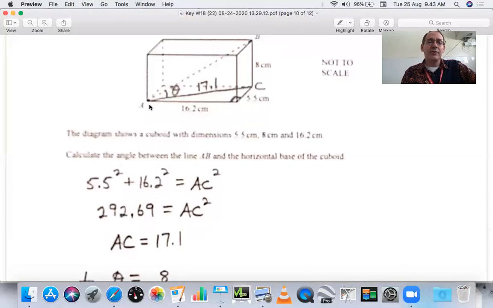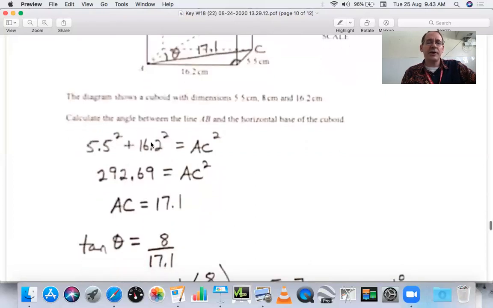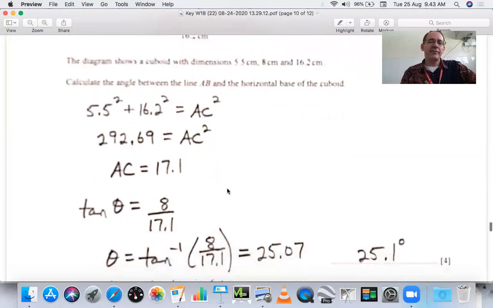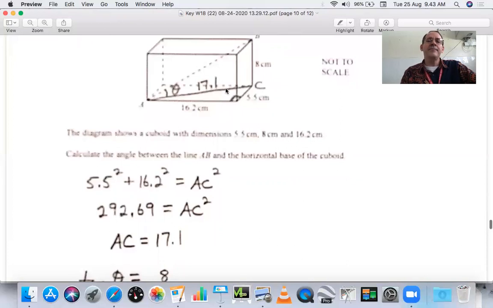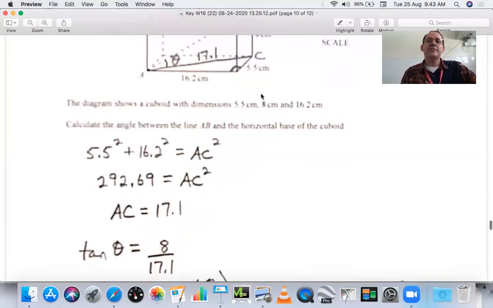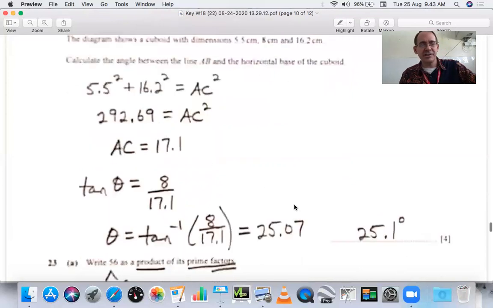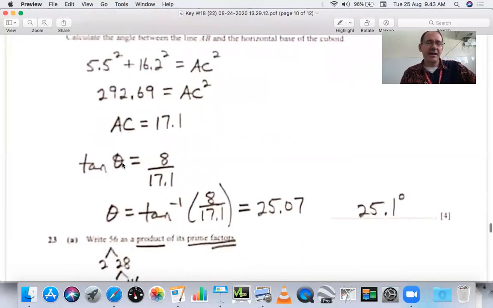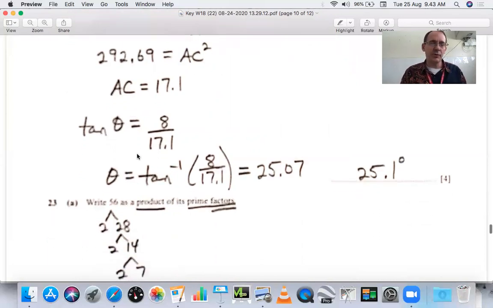And so this AC is A squared plus B squared equals C squared, Pythagorean theorem. Square root to find the AC is 17.1. Now that we have two sides, 8 and 17.1, we can use SOHCAHTOA, and your TOA, tangent, is opposite over adjacent. So here's tan theta equals the opposite 8 over the adjacent 17.1.